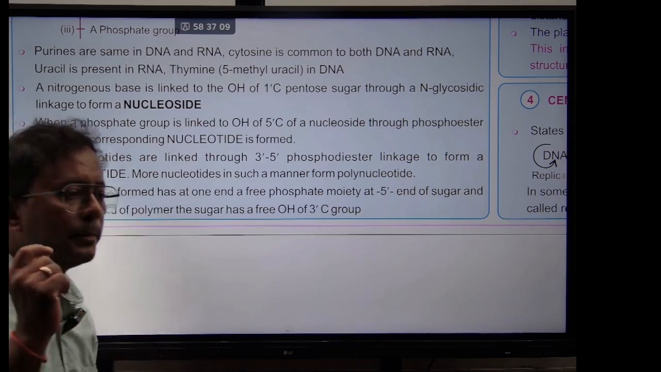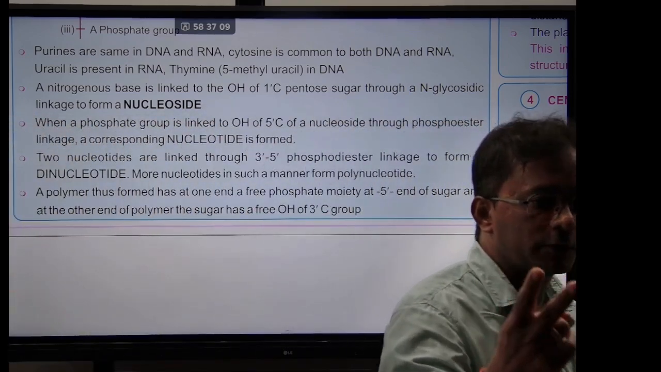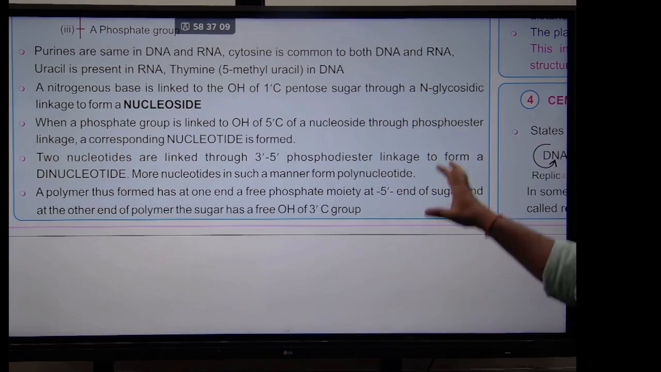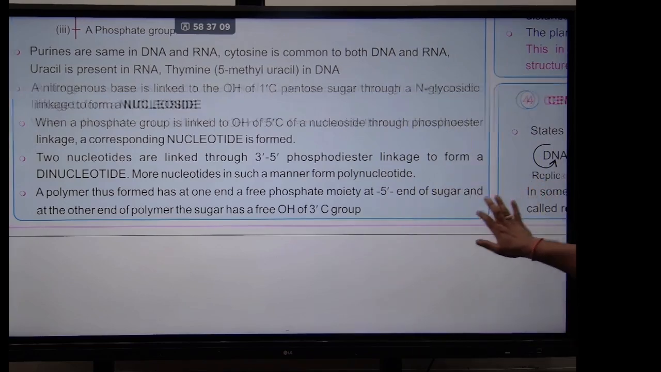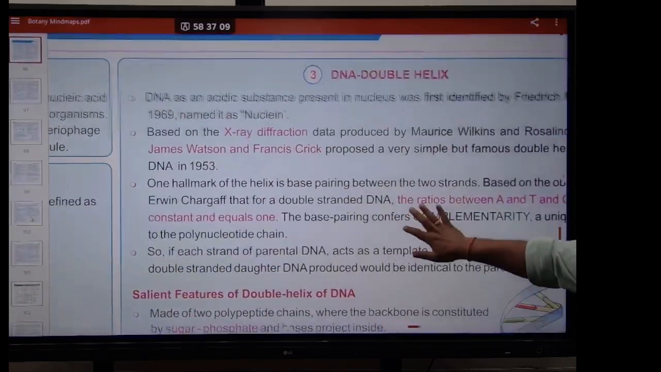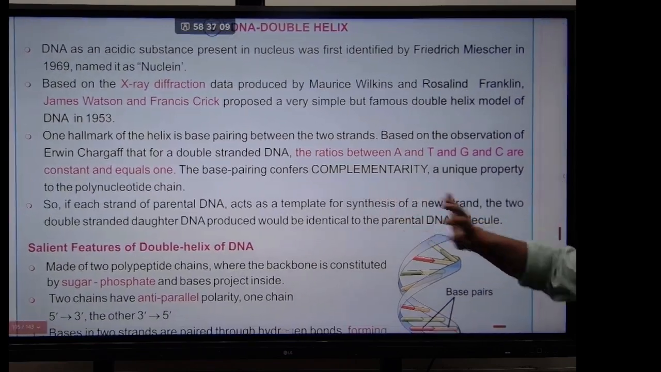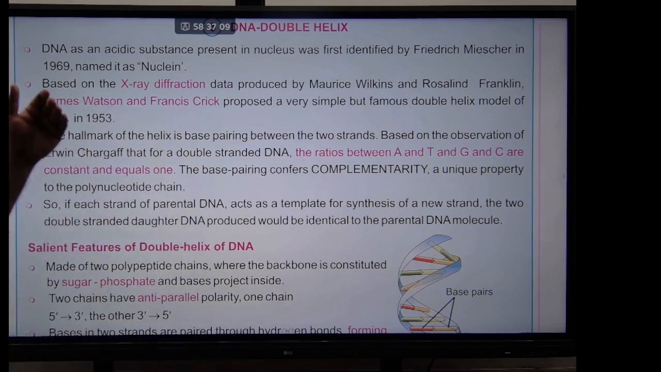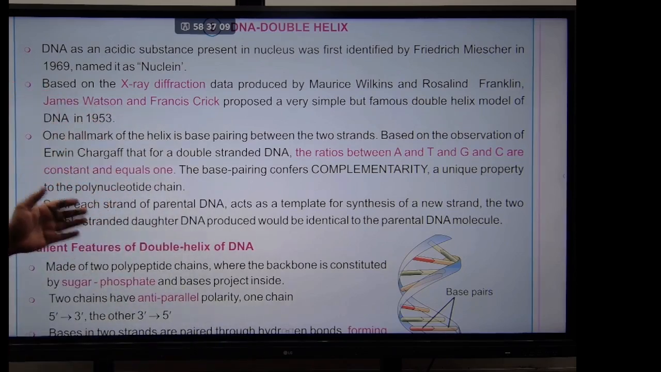So, adenine base pairs with thymine with two hydrogen bonds. Guanine base pairs with cytosine with three hydrogen bonds. Understood, right? That's the gist of this one. Now, see here. So, DNA, we call it deoxyribonucleic acid, which means it's an acidic substance, correct?